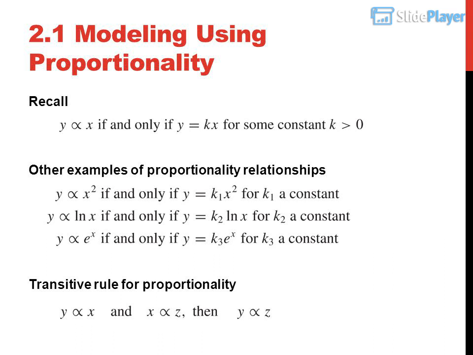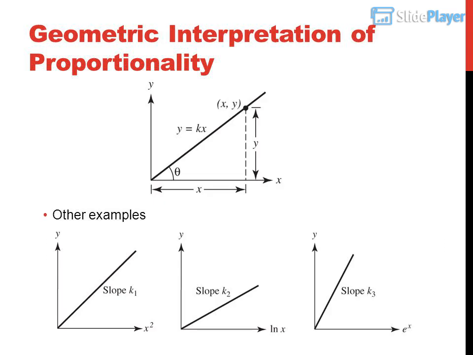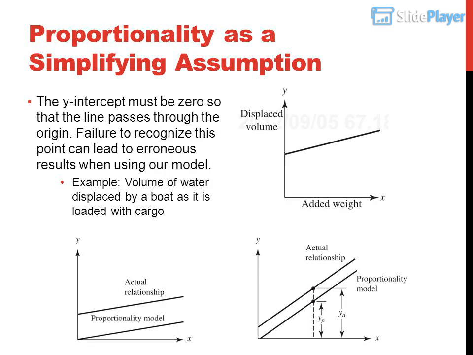2.2 Modeling using proportionality. Recall other examples of proportionality relationships. Transitive rule for proportionality. Geometric interpretation of proportionality. Other examples. Proportionality is a simplifying assumption. The y-intercept must be 0 so that the line passes through the origin. Failure to recognize this point can lead to erroneous results when using our model. Example, volume of water displaced by a boat as it is loaded with cargo.